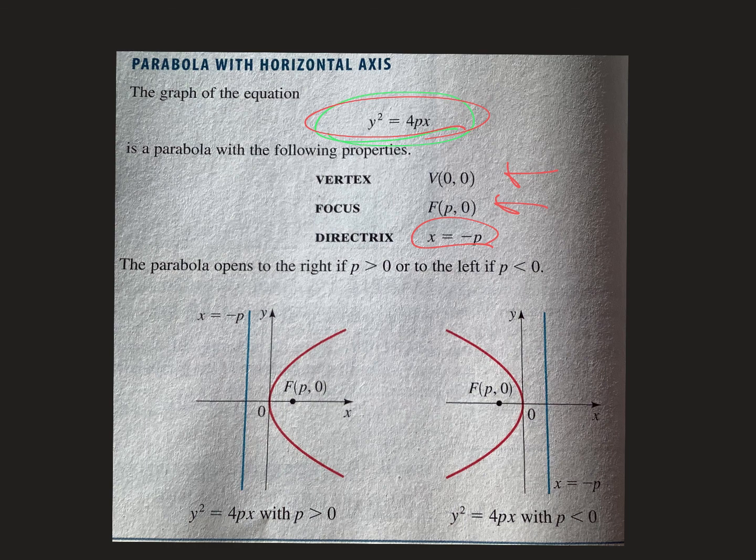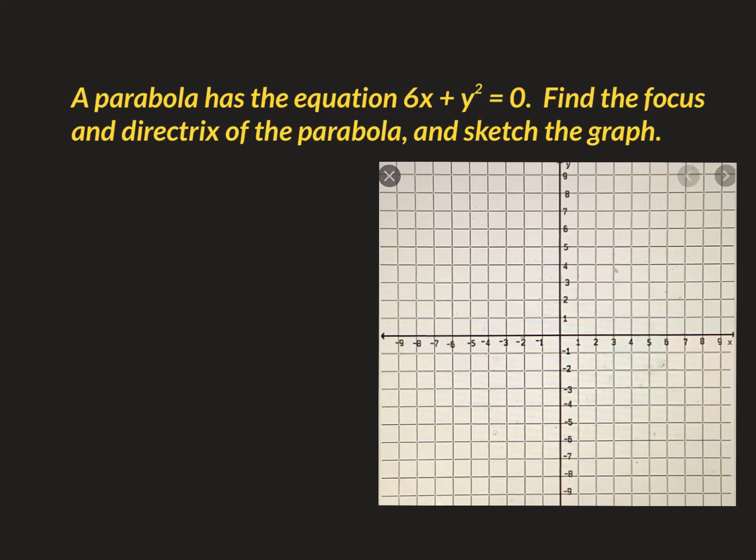The difference here is if p is positive, it opens to the right. If p is negative, it goes left. Okay, so you can see two good pictures down here. You can see focus is still inside. The directrix is still outside. It's still p away. Same thing here. All right, so let's look at an example of this type.